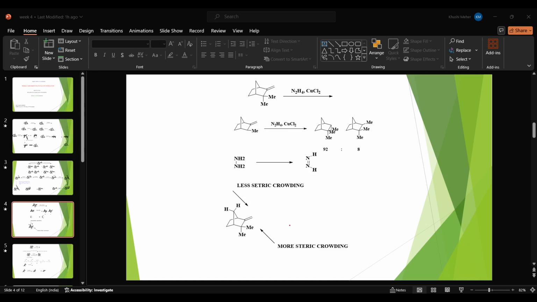Then you will get, not down attack, the above attack will happen. Not down attack, the above attack. You see, whatever the hydrate.